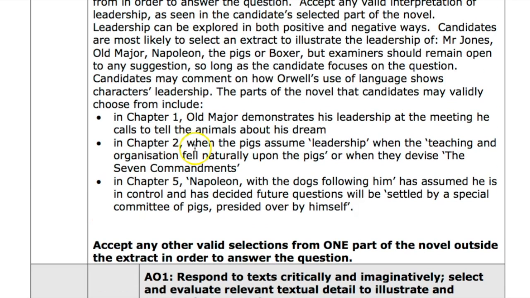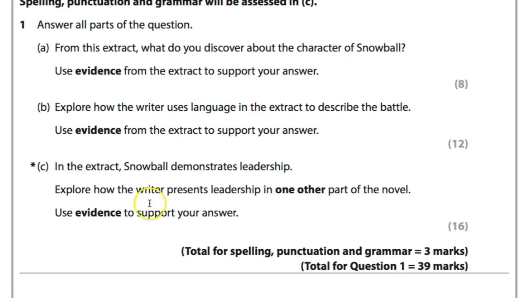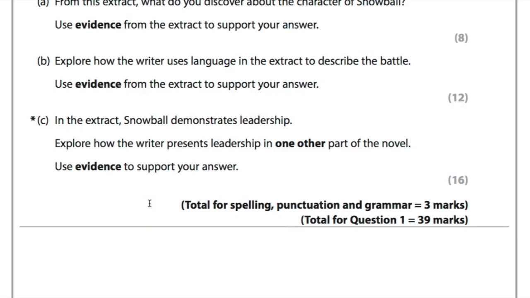So remember, really crucially here with this one, it's very difficult for me to tell you exactly what to write, because you'll know the novel inside out and you'll know which part of this question you'd answer with that part of the novel. But remember, always use evidence to support your answer.